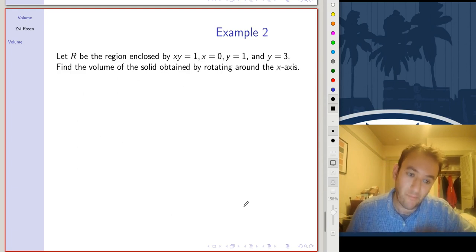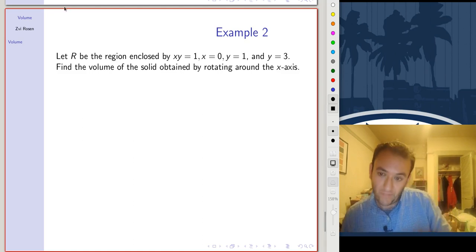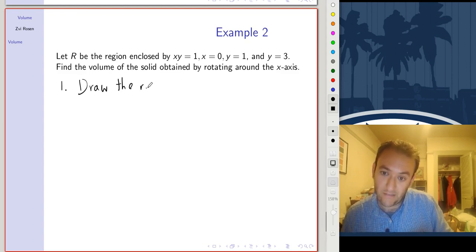Okay, let's try another example. We'll let R be the region enclosed by xy equals 1, x equals 0, y equals 1, and y equals 3. And we would like to find the volume of the solid obtained by rotating R around the x-axis. So again, as before, start by drawing the region and the axis.